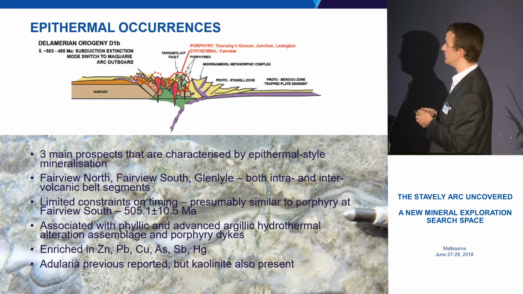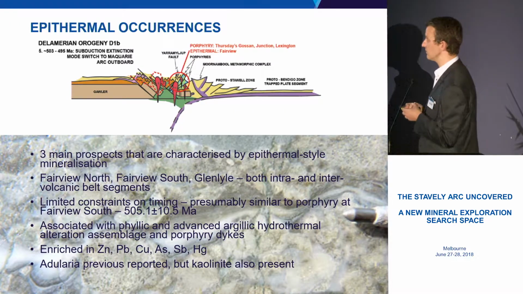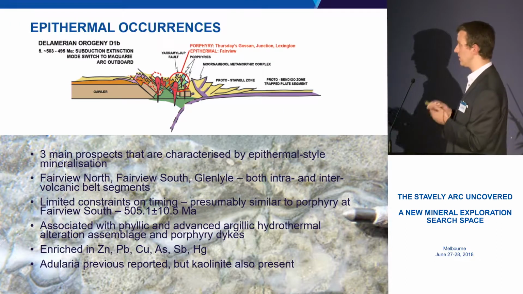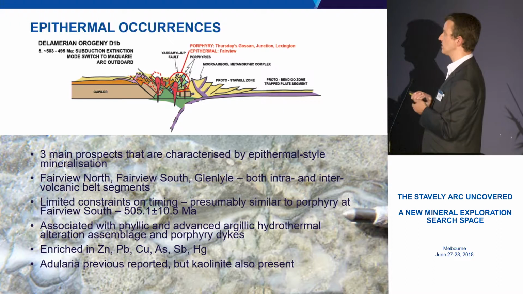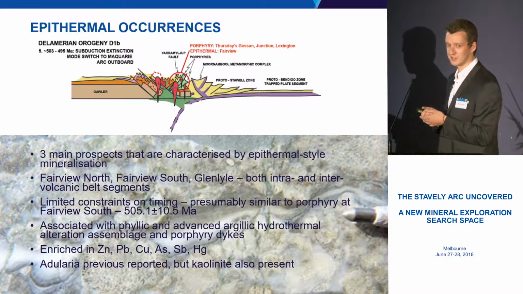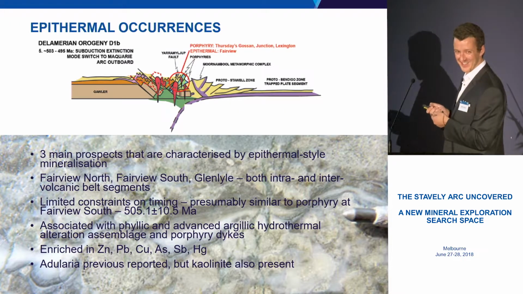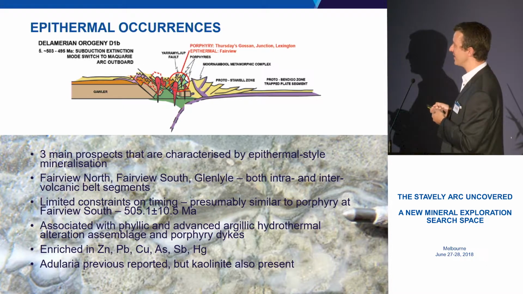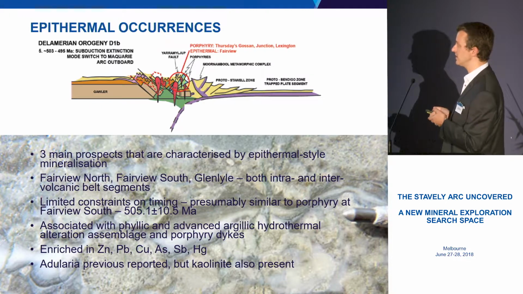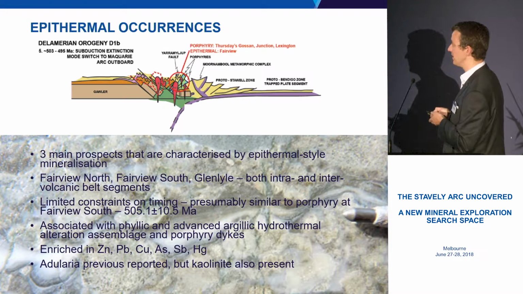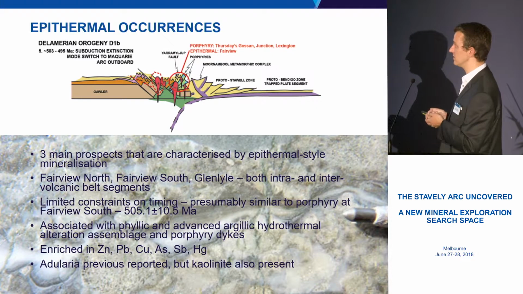Moving on to the epithermal occurrences, there's three main prospects that have been characterised by epithermal style mineralisation: Fairview North, Fairview South, Glen Lyle, and they occur both within and outside the volcanic belts. We do have limited constraints on timing, and Chris, you're going to hate me for this because I just took a mean weighted age of your two zircon analyses for those Stavely 17 dikes. So we reckon that's the best constraint currently that we've got for epithermal style mineralisation at Fairview South. They're associated with phyllic and advanced argillic hydrothermal alteration assemblages and porphyry dikes, and they're enriched in typical elements you'd find associated with epithermal systems.